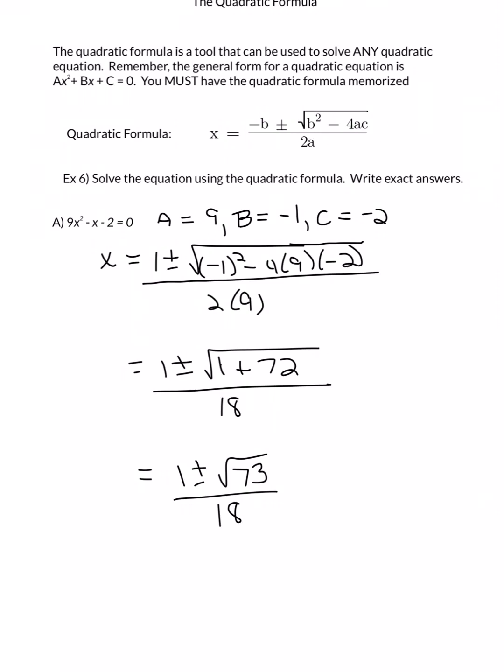To write it as separate answers in ALEKS, you would write 1 plus the square root of 73 over 18, or the second answer is 1 minus the square root of 73 over 18.